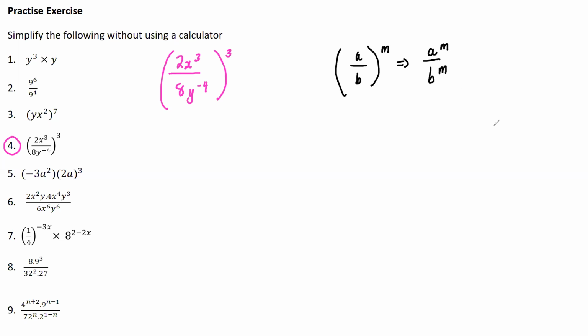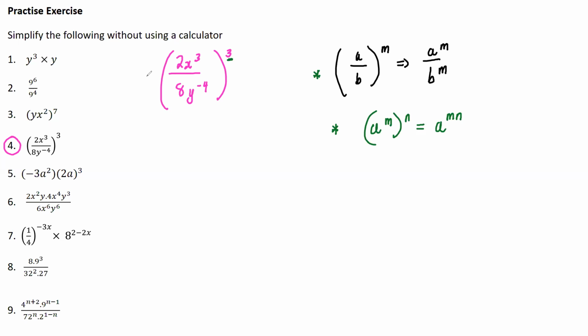By extension, it means this 3 that you see is powering the top as well as the bottom. Very important to understand that. But at the same time, I just want you to remember this rule as well. If I say a to the power of m, to the power of n, what it means is that it's a to the power of mn. So it's a to the power of m multiplied by n.